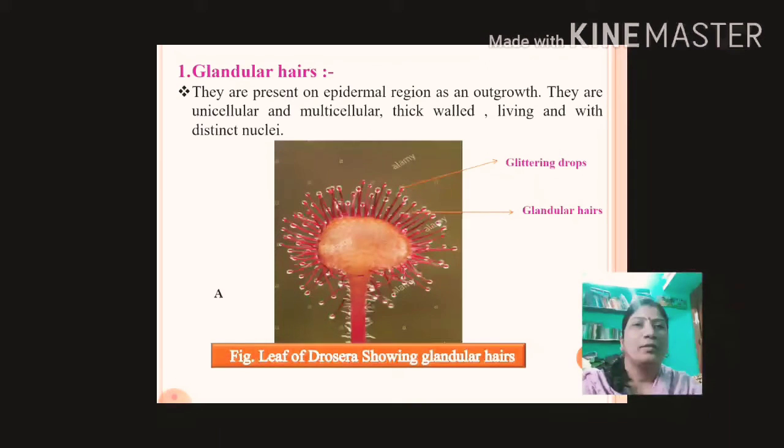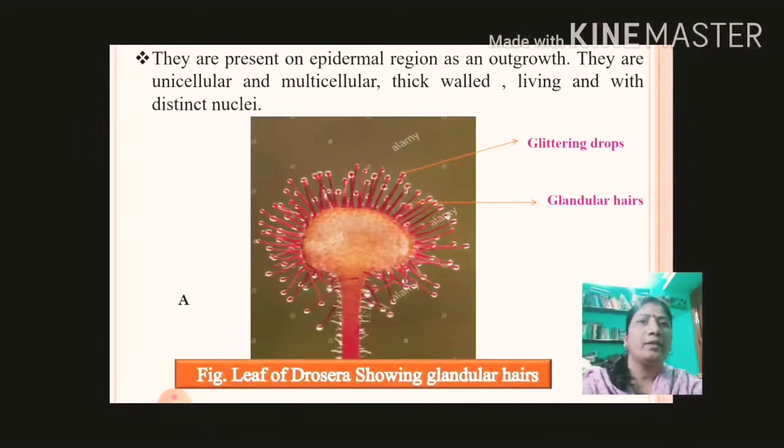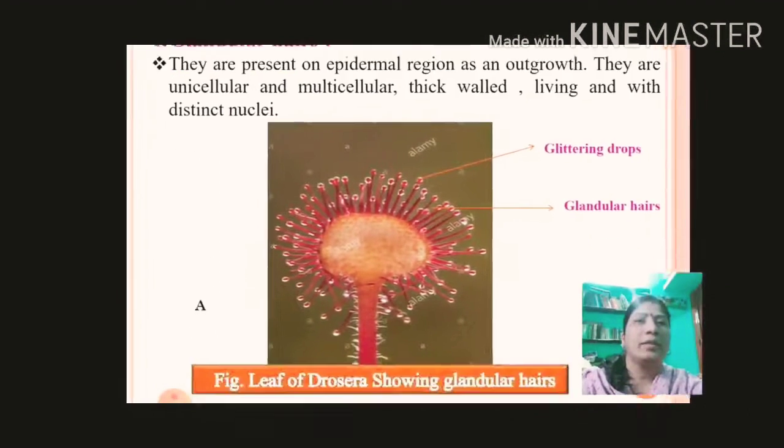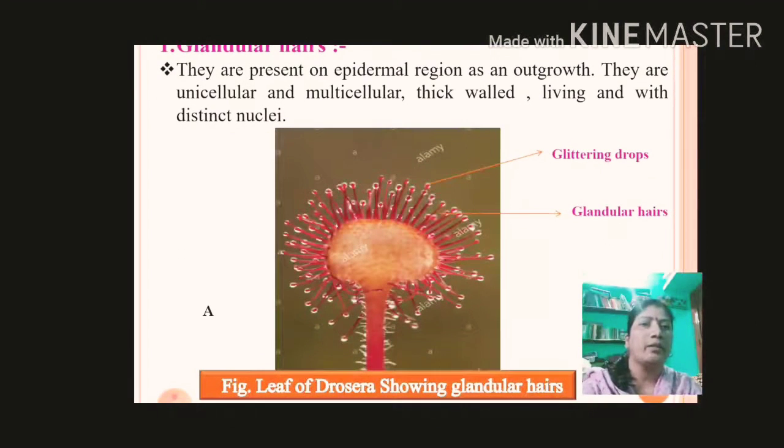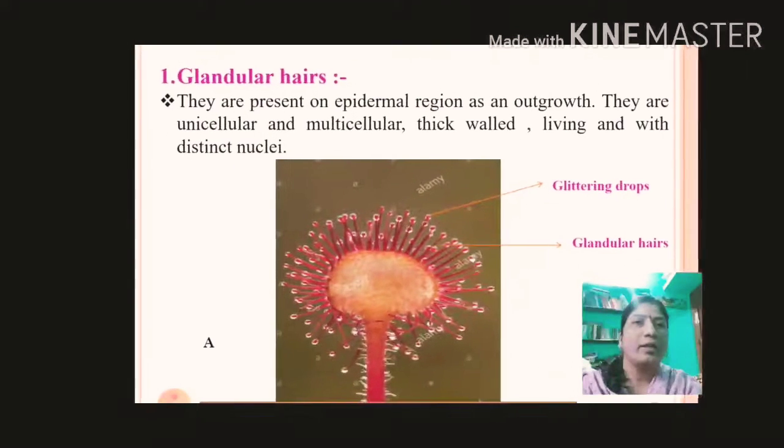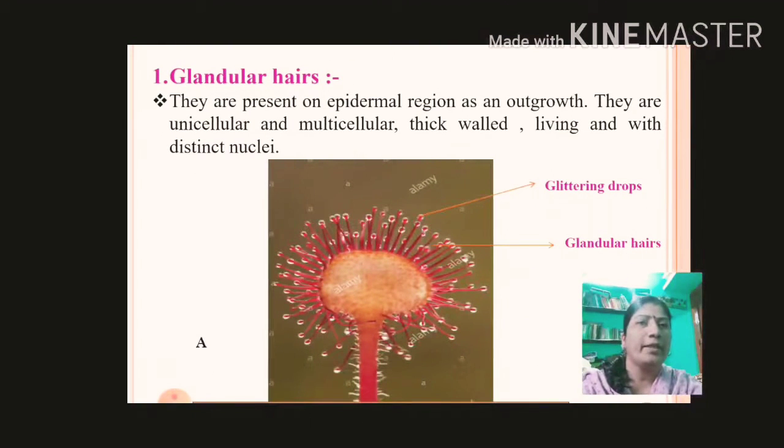First, the beautiful picture of the leaf dorsal surface showing glandular hairs. The small hair-like structures with glittering drops at the end, and small rounded structures, are the glandular hairs.